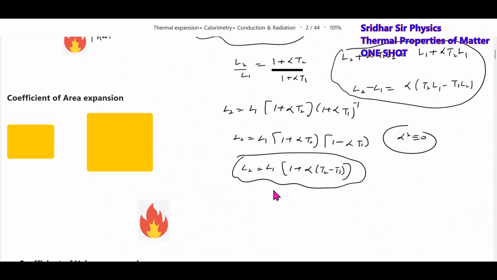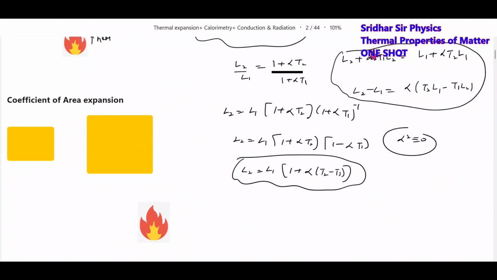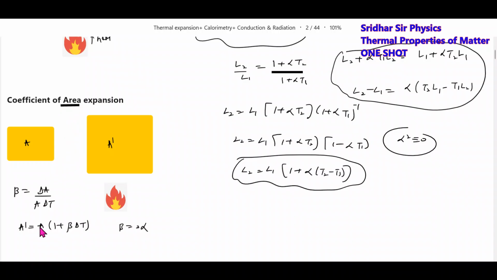Next, the coefficient of area expansion. We supply heat; earlier this had area A, now this will become area A dash. Then the coefficient of area expansion beta equals delta A by A into delta T. Again, A dash equals A into 1 plus beta delta T. Then what is beta? Beta should be equal to 2 alpha. This is a basic condition. This is the coefficient of superficial or area expansion. This is temperature T1 degrees Celsius, and this is temperature T2 degrees Celsius.